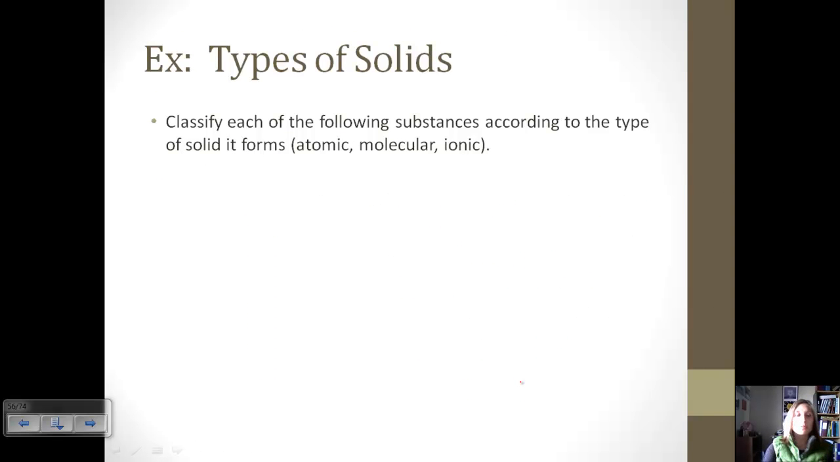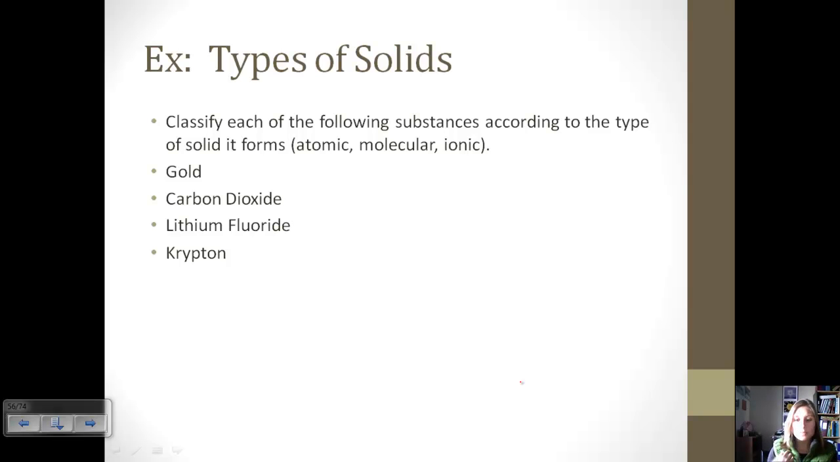Okay, last example. Based on what we have discussed, we've talked about atomic solids, molecular solids, and ionic solids. Can you classify each of these as the type of solid that it forms? We have a gold solid, carbon dioxide solid, lithium fluoride solid, and a krypton solid. So go ahead and pause the video. Think about these three general types of solids that we've discussed and see if you can assign each example its type of solid. Okay, so go ahead and pause and do that now.